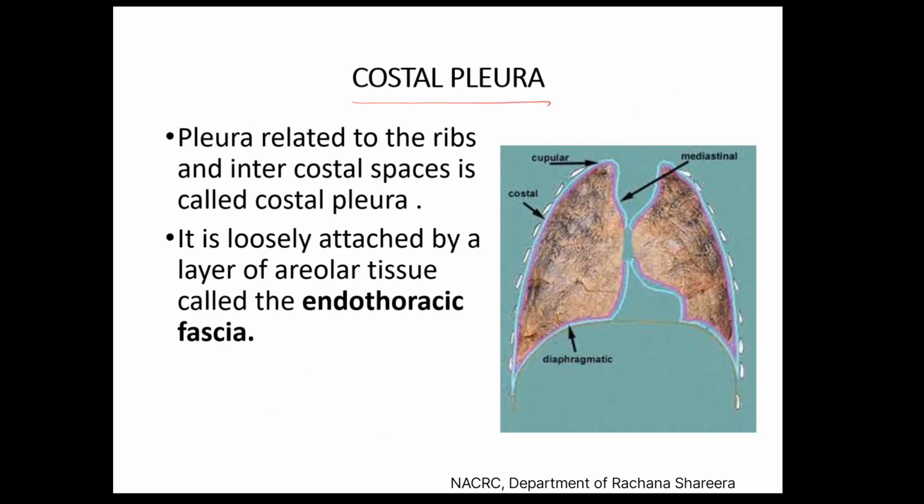Costal pleura. Pleura related to the ribs and inner costal spaces is called costal pleura. It is loosely attached by a layer of areolar tissue called the endothoracic fascia. The costal surface of the lungs is covered with costal pleura.